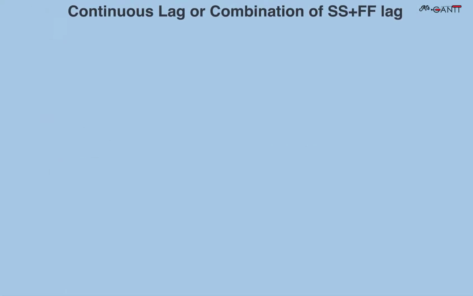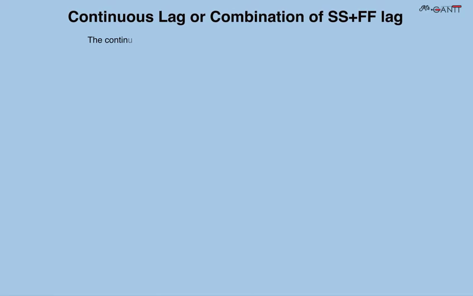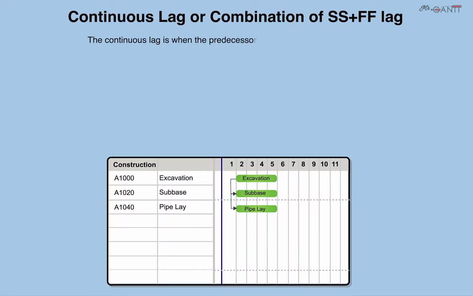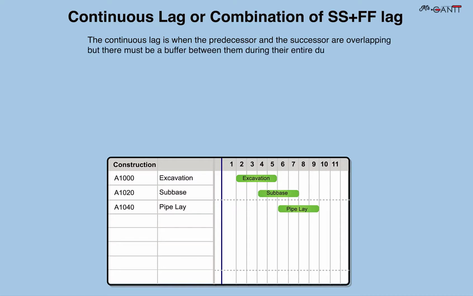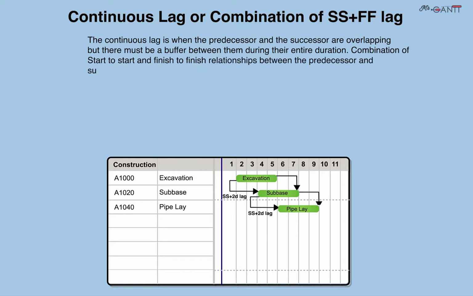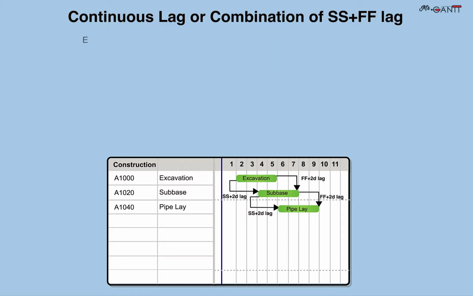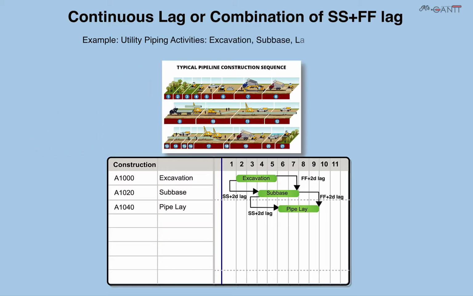Continuous lag, or combination of start to start plus finish to finish lag. The continuous lag is when the predecessor and the successor are overlapping, but there must be a buffer between them during their entire duration. Combination of start to start and finish to finish relationships between the predecessor and successor to make sure the predecessor is ahead at all times. Example: utility piping activities: excavation, sub-base, lay pipe, backfilling and compacting.